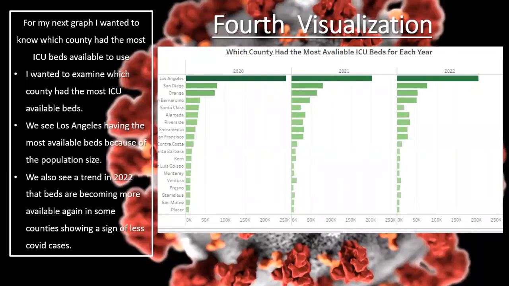For my next graph, I want to showcase what county had the most available ICU beds. Again, we see Los Angeles having the most beds available because of the high population the county has. We see in 2020 the counties have more beds available, but in 2021 they have fewer beds available, and in 2022 they're having more available beds again. This is a sign that there are fewer COVID cases that require ICU beds.